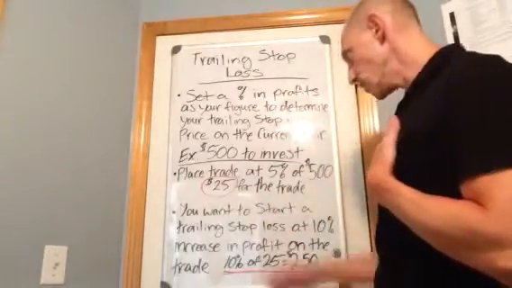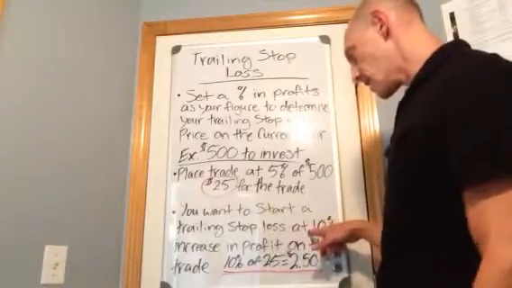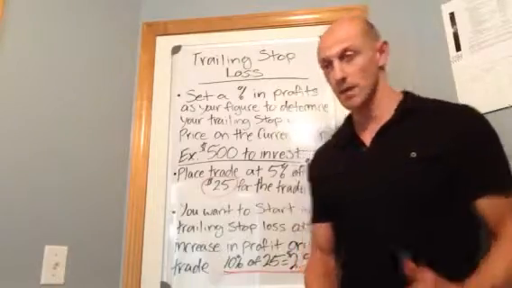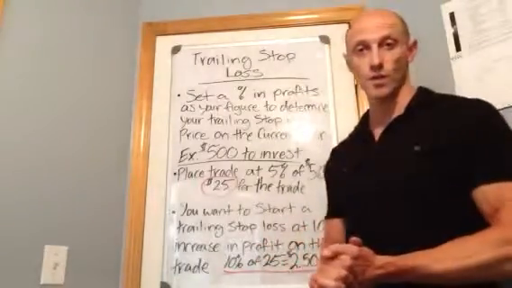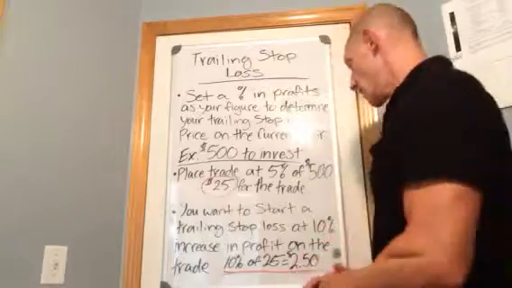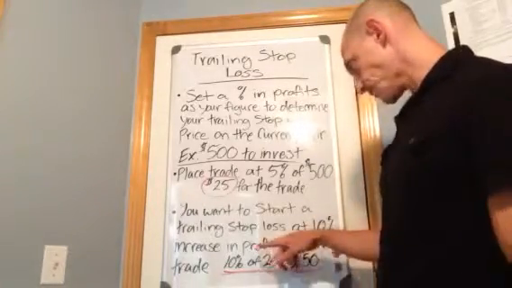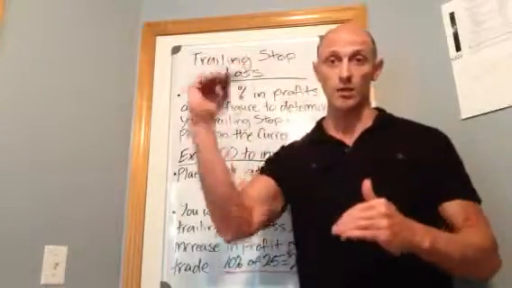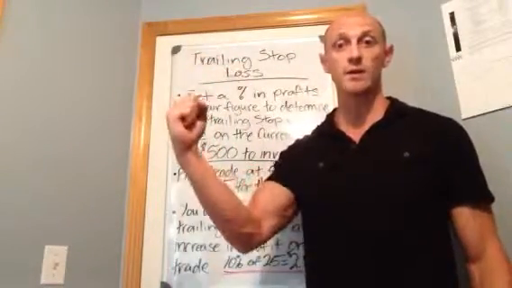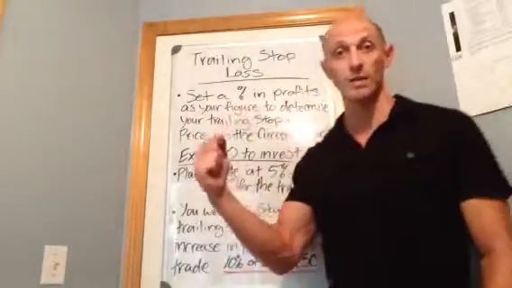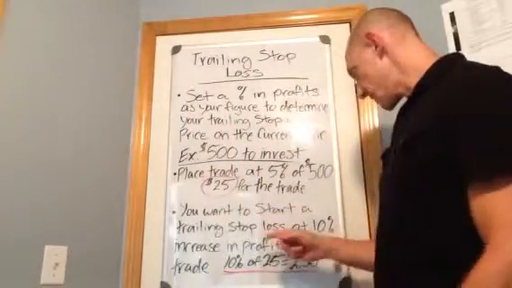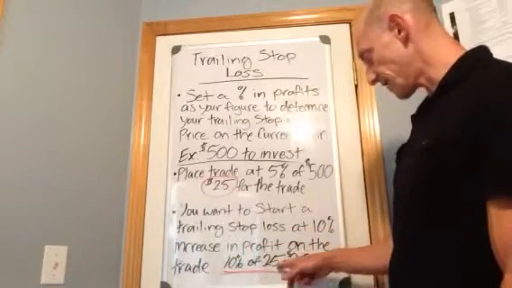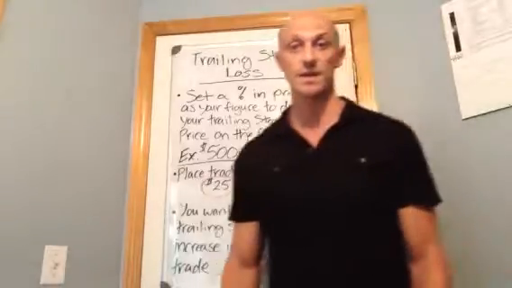You want to start a trailing stop loss. For this example, we'll just say it's 10%. So what you want to do before you ever place your trade is take 10%, because that's the increase in profits once we break even that we're going to lock in. That's the profits we're going to take. So 10% increase in profit on the trade. 10% of $25 is $2.50.